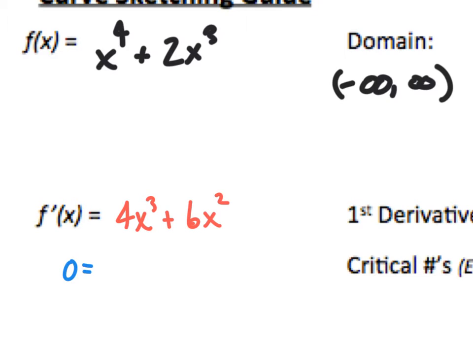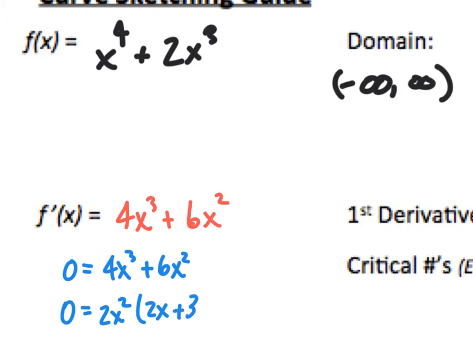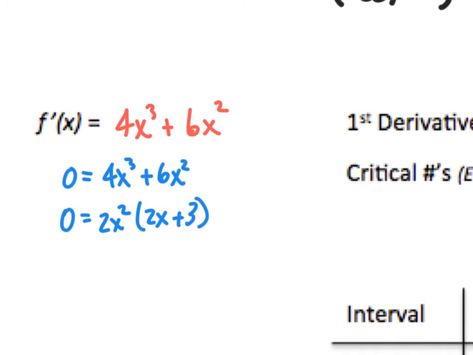So I've got 0 is equal to 4x cubed plus 6x squared. I'm going to go ahead and factor out a 2x squared here. If I factor out a 2x squared, I'm left with 2x plus 3. I can factor out a 2x squared, set each of those equal to 0, and solve for x, and that'll give me my critical numbers.